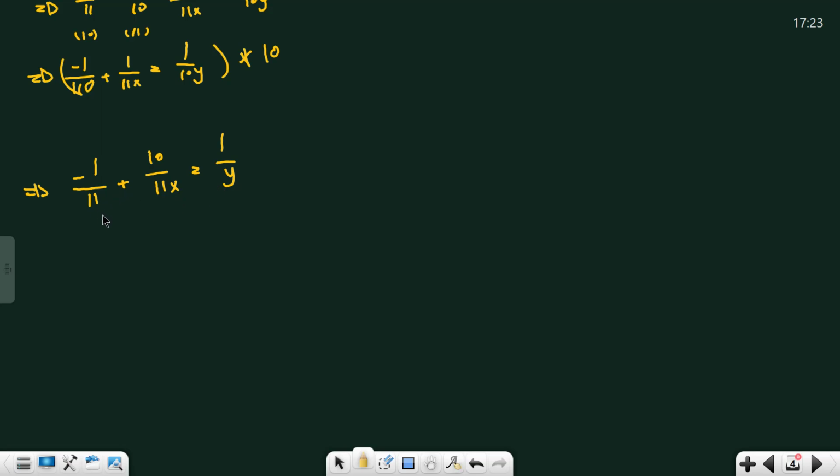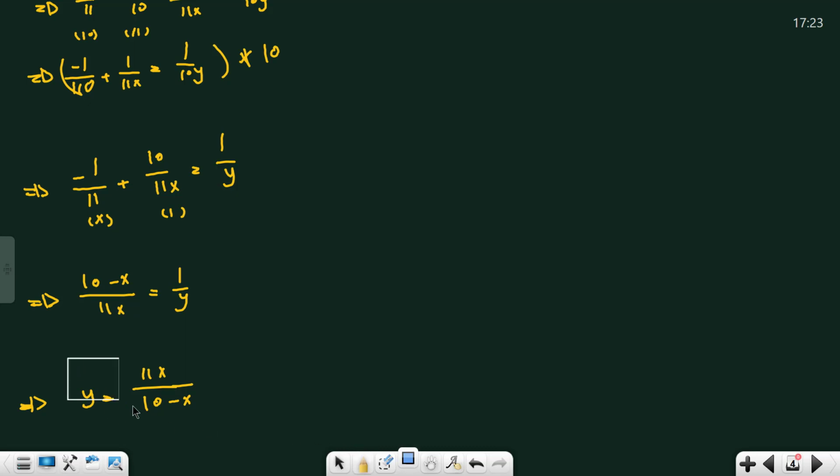If I equalize the denominators, this one by x, this one by 1, I will get 10 minus x over 11x equals 1 on y. So how can I write this? I can write y equals, if I flip this one, I have to flip the other as well, so it's going to be 11x over 10 minus x.